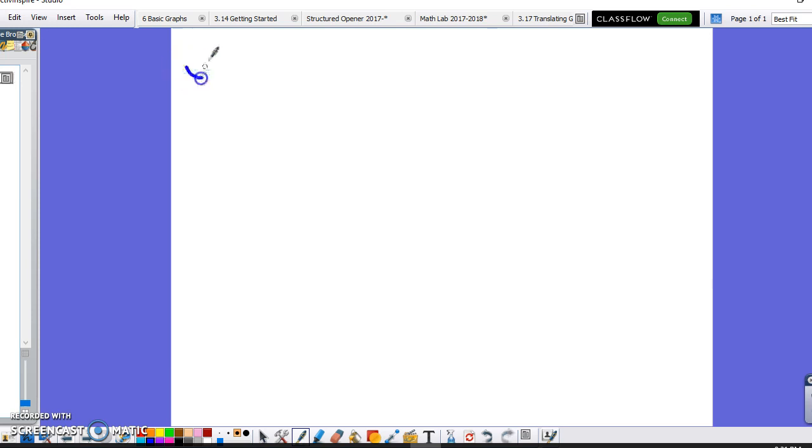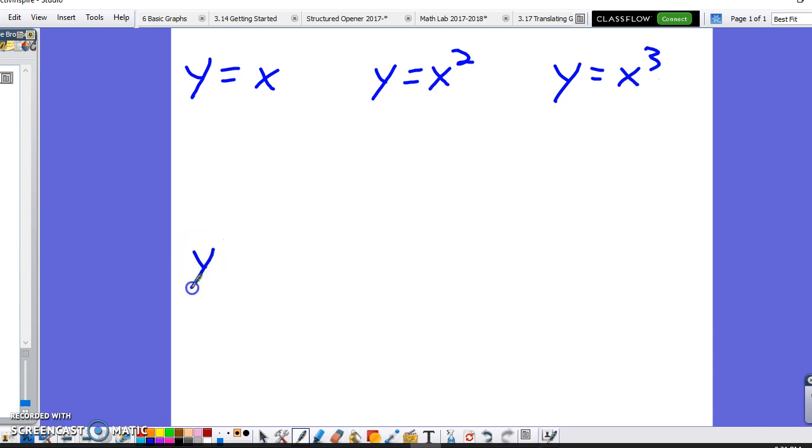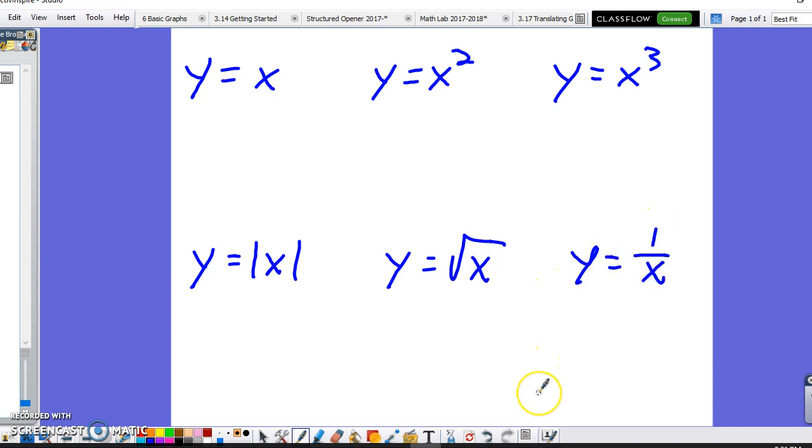So I'm going to write up here the 6 basic graphs. y equals x, y equals x squared, y equals x cubed, y equals absolute value of x, y equals the square root of x, and y equals 1 divided by x.